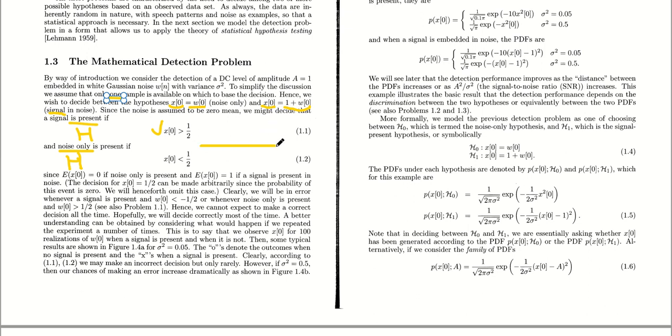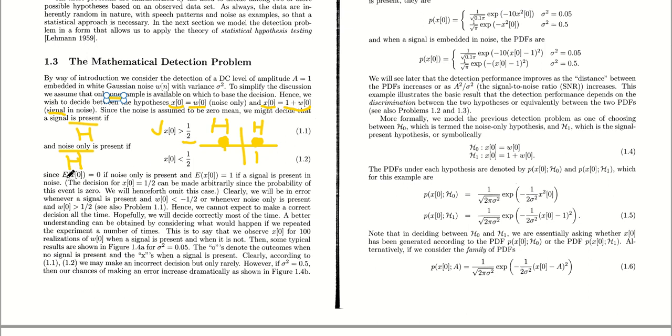So if we draw a line, it's either noise, or 1 plus noise. It's going to be around 1, but it's a bunch of noise around 1. So the way we distinguish is we cut in the middle, and then say, if it's more than 1/2, then we say this hypothesis. If it's less than 1/2, we say this hypothesis. So that's basically what these two equations are telling us.